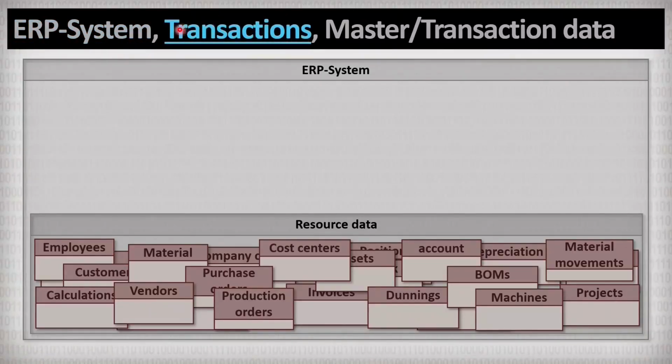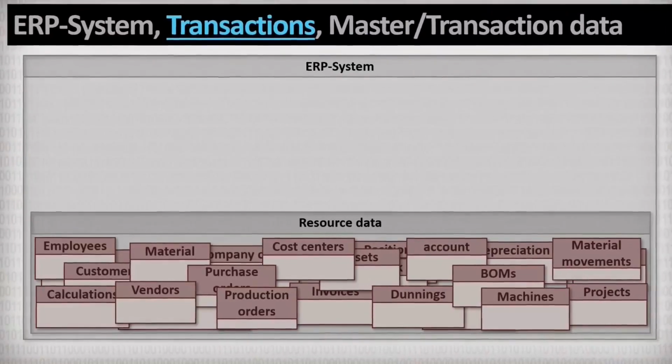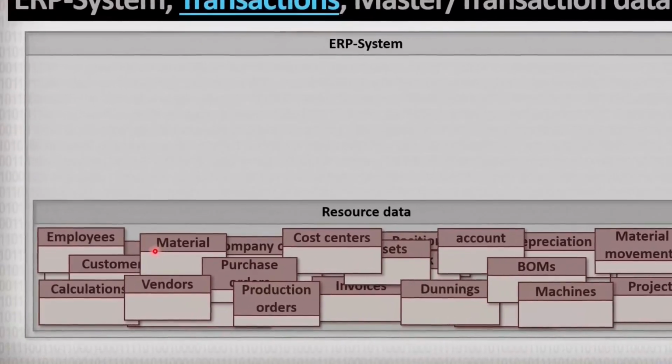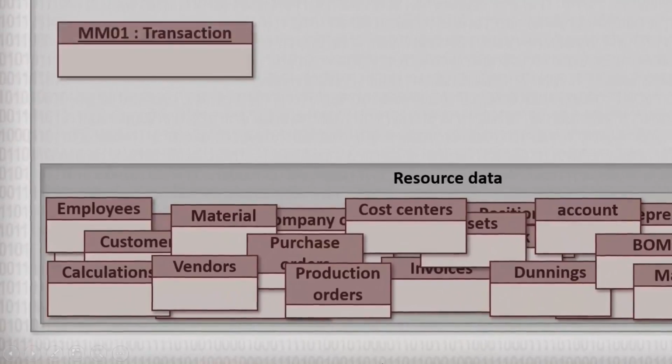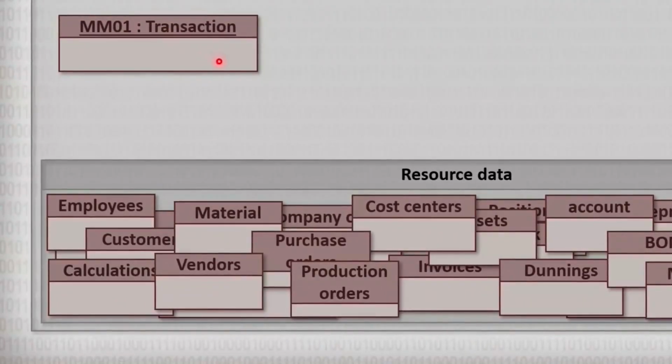Transactions are small subprograms within an ERP system. There are hundreds of them, and each one reflects exactly one process step in a company and accesses the needed data and changes it. For example, in SAP, there is the transaction MM01, which is only there for the purpose of creating a new material.